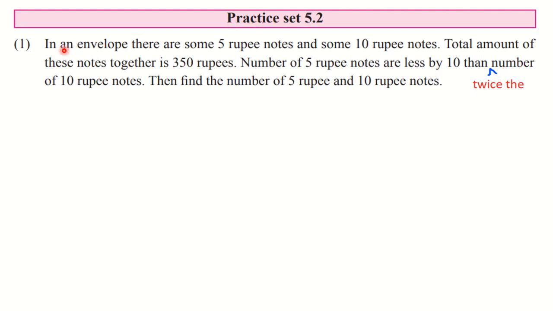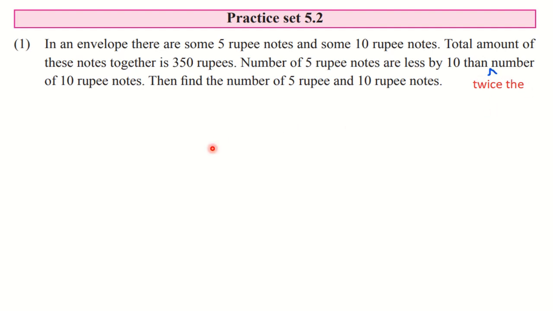I am reading the question. In an envelope there are some 5 rupee notes and some 10 rupee notes. Total amount of these notes together is 350 rupees. Number of 5 rupee notes are less by 10 than twice the number of 10 rupee notes. Okay, so you add these two words, twice the, I have put the arrow, you can see here you have to write down these two words, twice the number of 10 rupee notes. Then find the number of 5 rupee and 10 rupee notes. Okay, so please make the change.